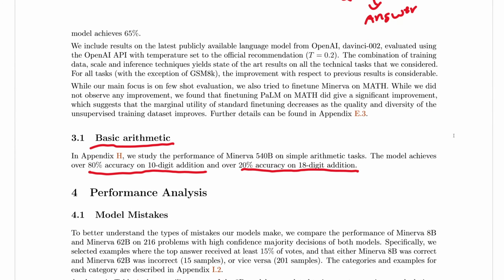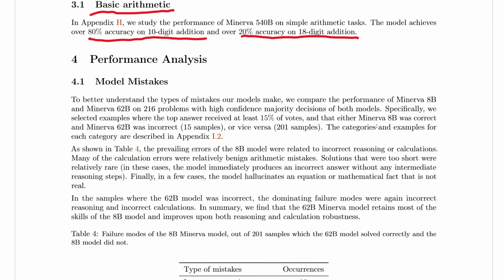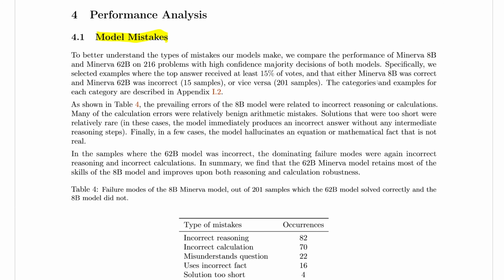So we came back up to the main part of the paper here, and now they go into a bit more of an analysis of the results, which is great. It's good to take a look at where the model is not performing well, to get some motivation as to how they can improve it in the future. So in this section, they're not just taking a look at model mistakes. They take a look specifically at model mistakes of Minerva 8 billion compared to Minerva 62 billion on 216 different problems. And what is this?